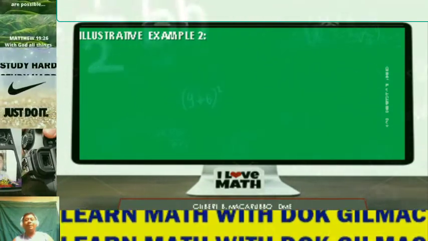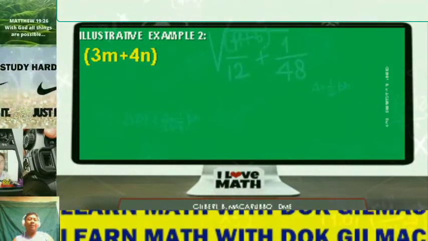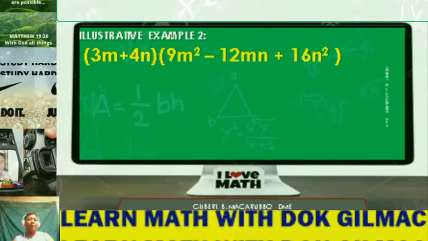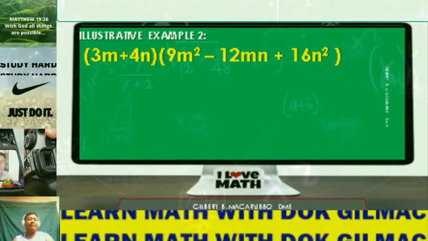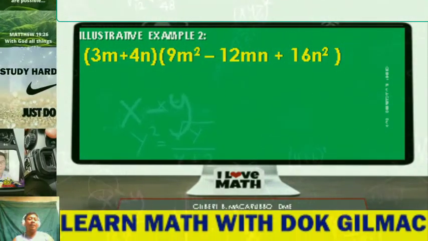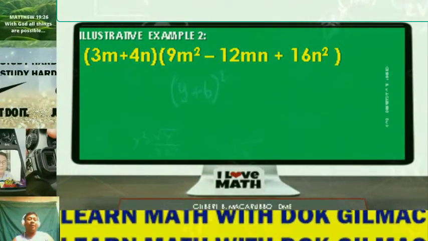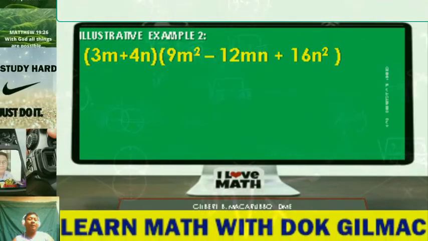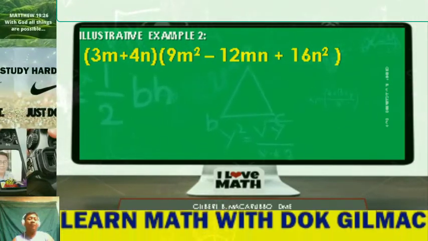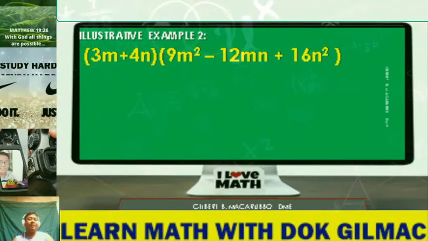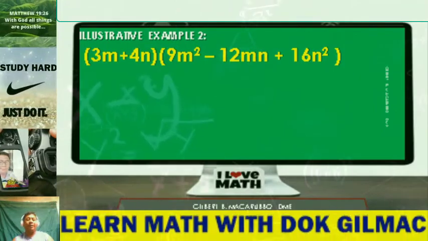Consider illustrative example number 2. We have here a binomial 3m plus 4n multiplied with the trinomial 9m squared minus 12mn plus 16n squared. As you can see, in the given trinomial, the first term is simply the square of the first term of the binomial, minus the product of the first term and second term of the binomial, which is negative 12mn. And the third term is simply the square of the second term of the binomial, which is 16n squared.